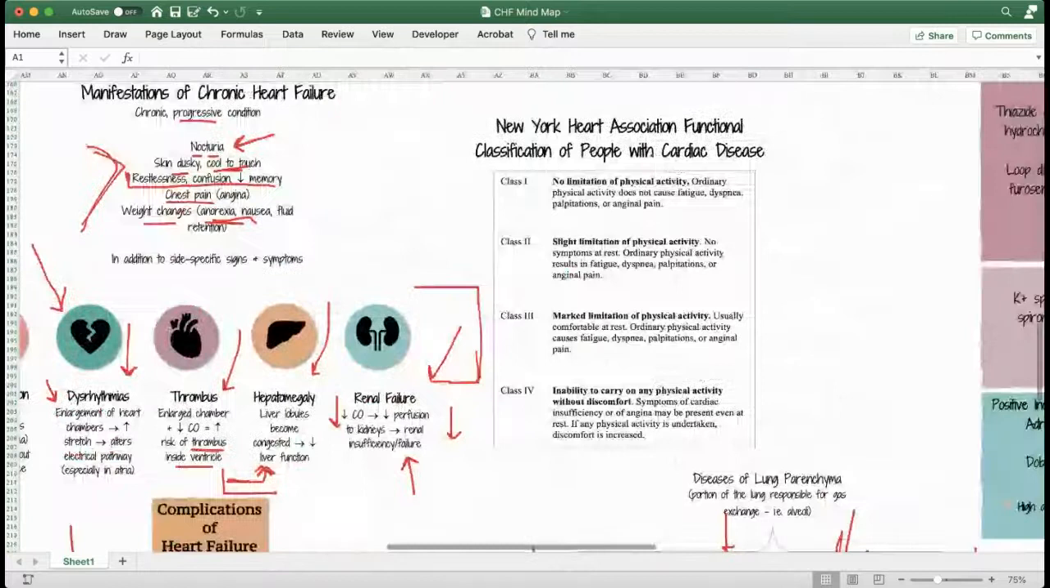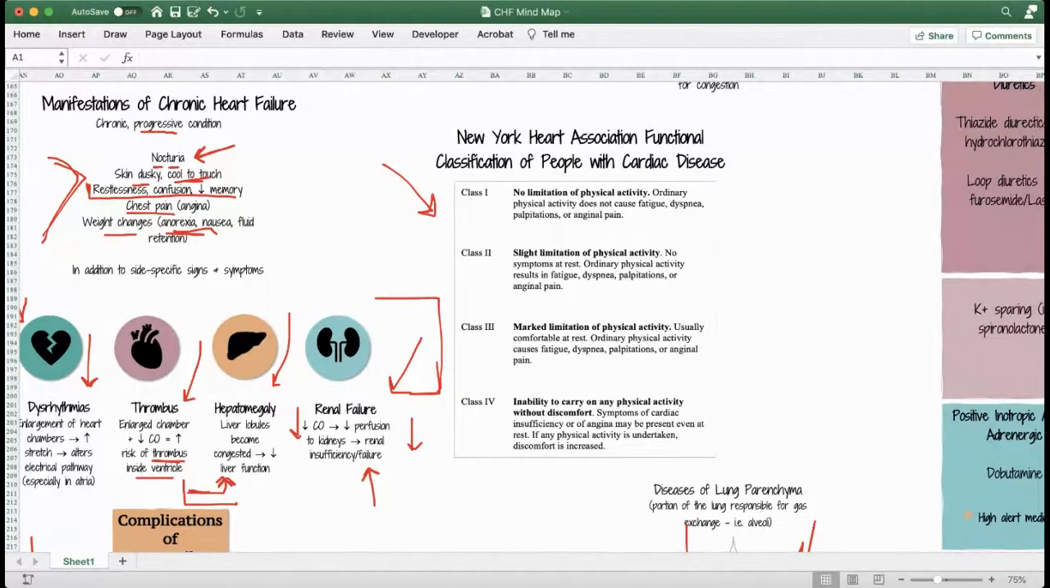These are your classifications. Quite frankly, I hate these in all of the subjects because it's just a matter of memorizing. Class one is this, but not this. Class two is this, but not this. But it's here. I'm not going to go through it because you guys can read and memorize it yourselves. There's nothing really patho-y there.